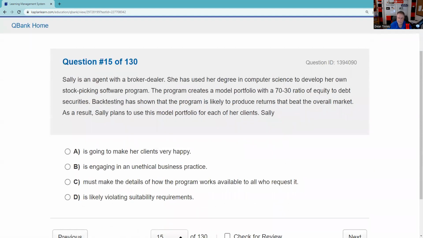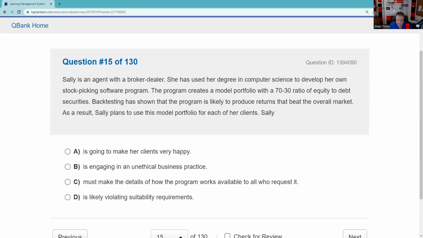Sally is an agent with a broker-dealer. She has used her degree in computer science to develop her own stock picking software program. Oh boy. The program creates a model portfolio with a 70-30 ratio of equity to debt securities. Back testing has shown the program is likely to produce returns that beat the overall market. As a result, Sally plans to use this model portfolio for each of her clients.